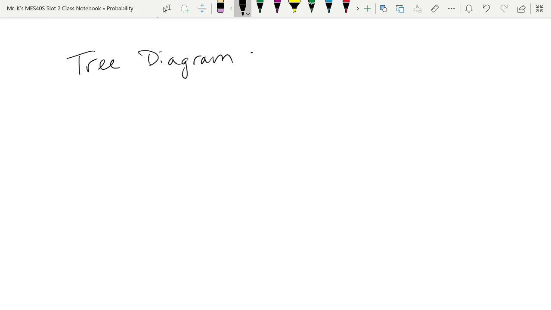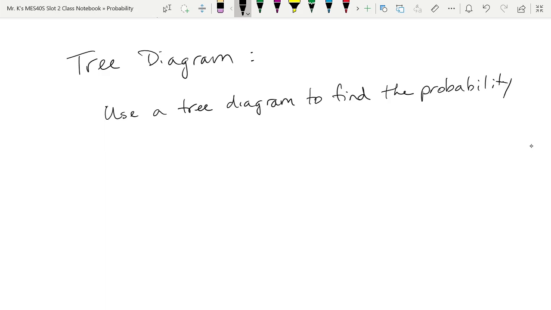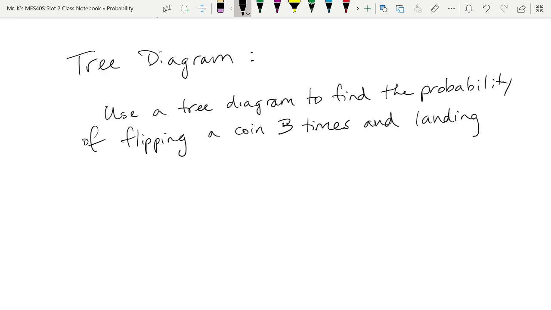Let's do a tree diagram. Use a tree diagram to find the probability of flipping a coin three times and landing heads all 3 times. Okay, so let's make a tree diagram for that.